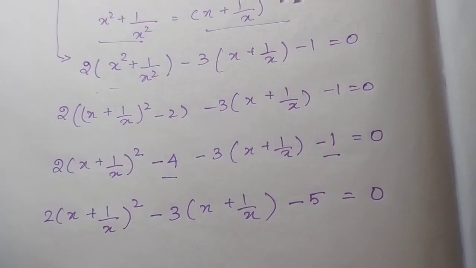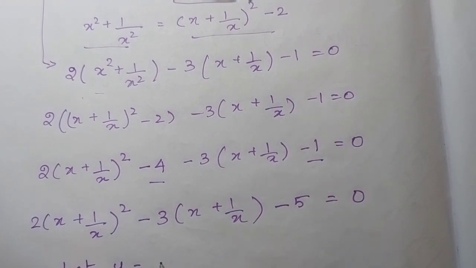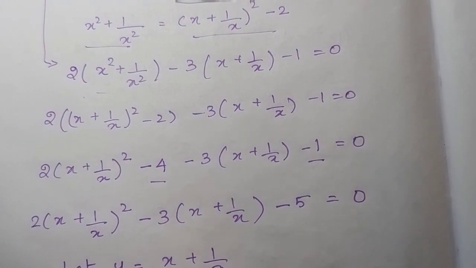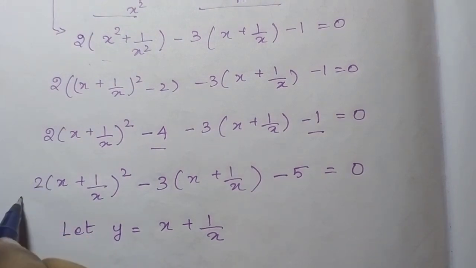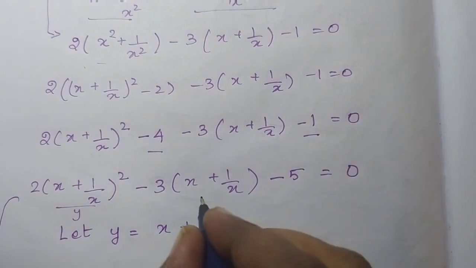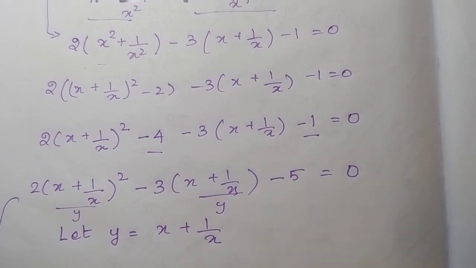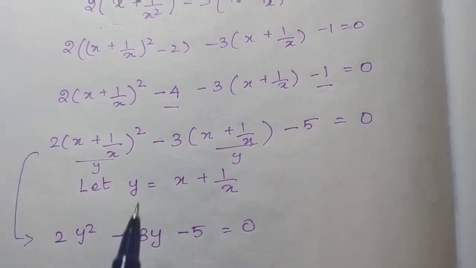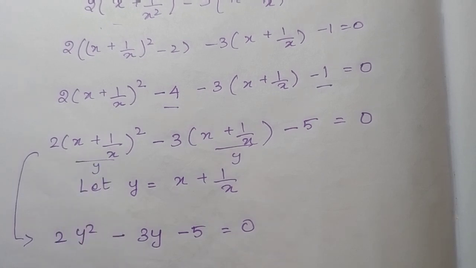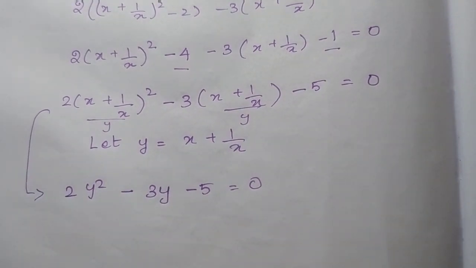Okay. Now, I am going to create a variable y, that I equate to x plus 1 by x. I am going to substitute y in place of x plus 1 by x. Therefore, this equation becomes y square minus 3y minus 5 is equal to 0. Do you understand? I just placed this y in the place of x plus 1 by x. Therefore, the equation becomes like this. Now, I am going to factorize.